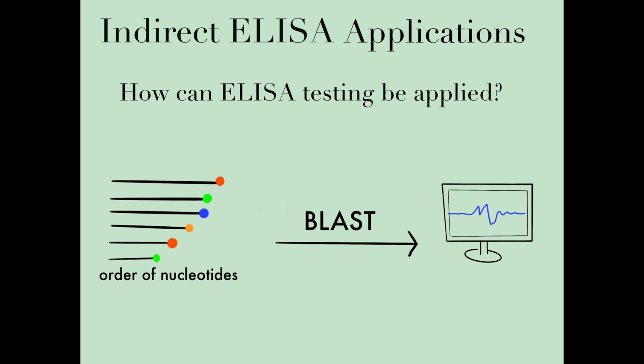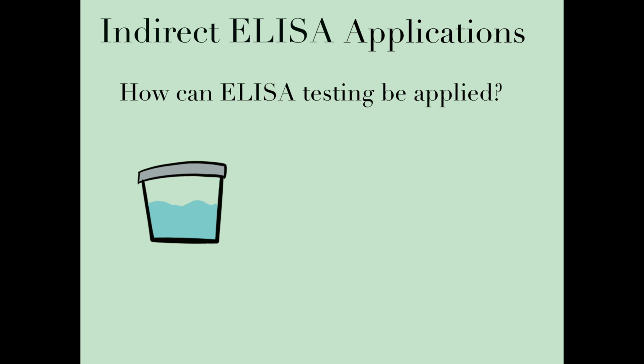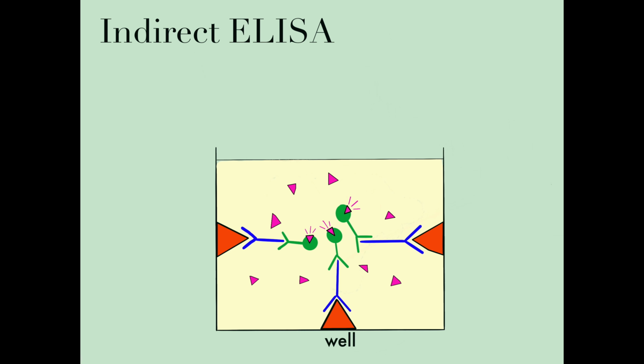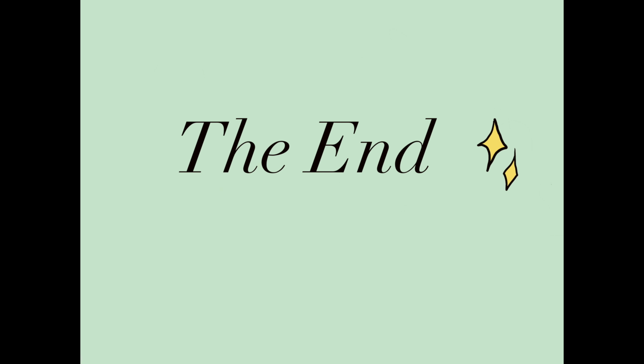It was determined with 97% accuracy that the disease was bacterial meningitis. However, it's not 100% certain. Therefore, ELISA testing must be performed with a serum sample to determine if it's bacterial meningitis. Following addition of a substrate, a color change would prove the existence of bacterial meningitis.